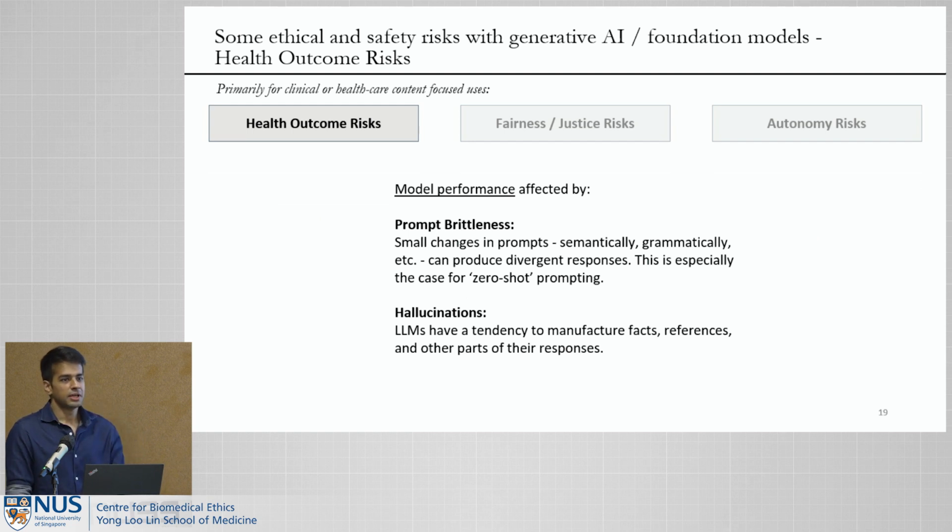Some of this is fairly known because we've all been playing around with ChatGPT at night. And so we have prompt brittleness. Small changes in prompts, whether you change it semantically or grammatically, can produce divergent responses. And this is especially the case for zero-shot prompting. Zero-shot prompting is when you just ask a question, you don't give any examples, you don't give any explanation, you just ask the question. And this becomes a problem. Hallucinations are a huge problem, as we all know. I've tried to do lit reviews using ChatGPT. I have failed. There is this tendency to manufacture facts, references, and other parts of their responses. And so both of these are problems.